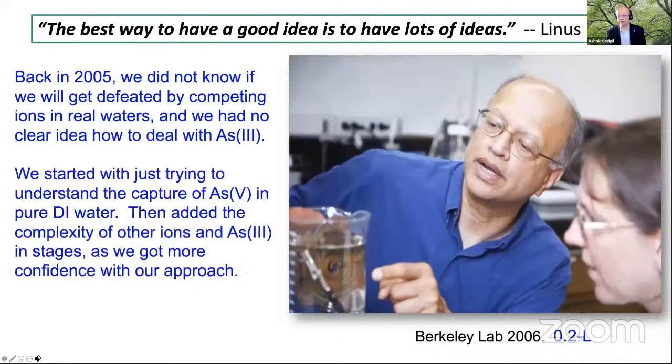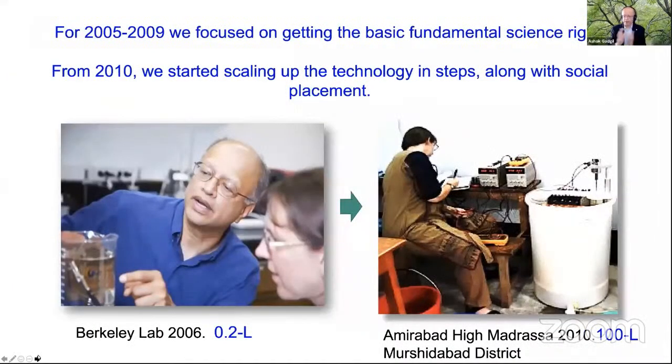So in 2005, when we started, we didn't know if we'd succeed, but we took a risk. We were just trying to see if we can remove arsenic. And we could remove arsenic 5 out of pure DI, that's deionized water. By 2010, we had progressed from that little glass beaker on the left-hand side to a big white 100-liter reactor that you see standing on the ground on the right-hand panel.